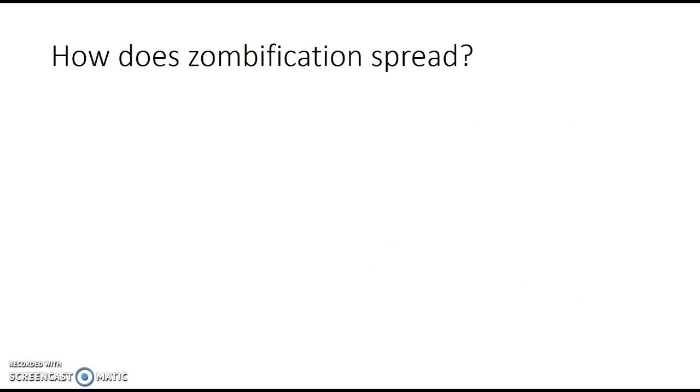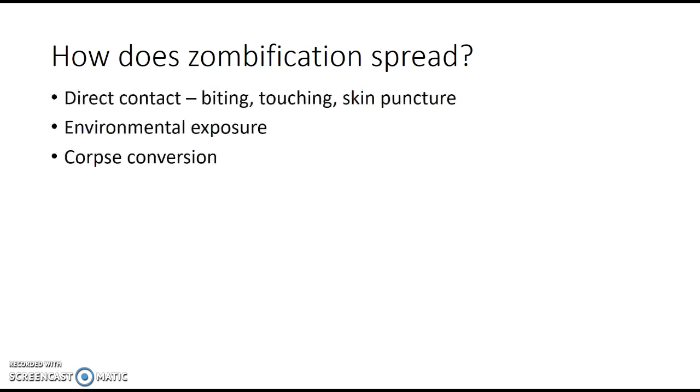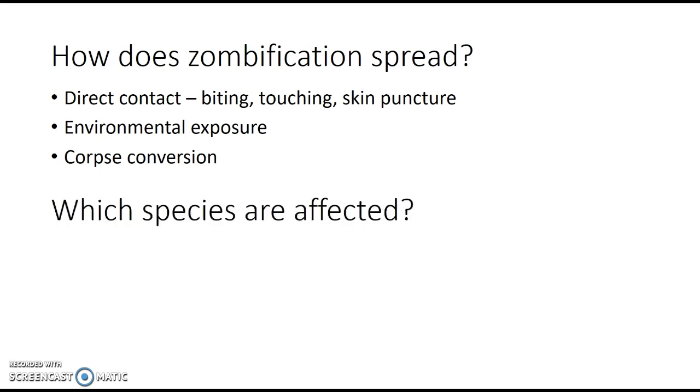So some things I would observe for, first, is how does zombification or undeadness spread? Some commonly portrayed ways that this can happen are through direct contact, like biting, touching, or skin puncture, or environmental exposure, if you've gone near a certain location that's contaminated in some way. And then there are also some cases where we see corpse conversion, where living people are fine, but as soon as you're dead, you are likely to be converted into an undead individual.